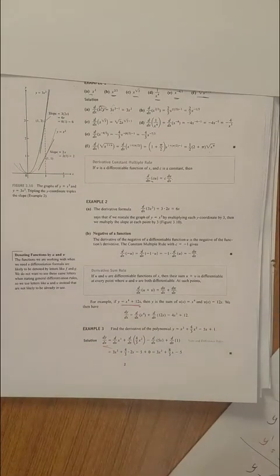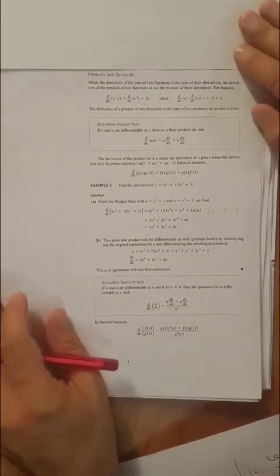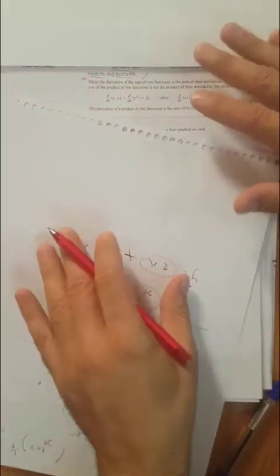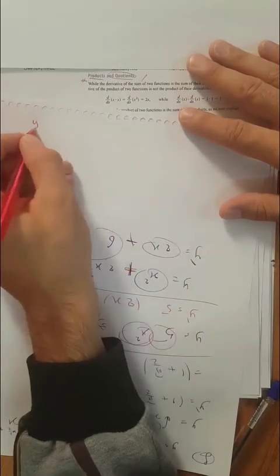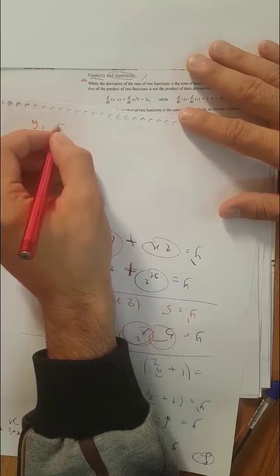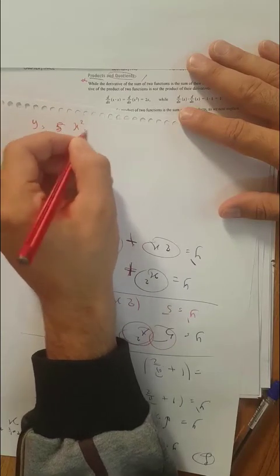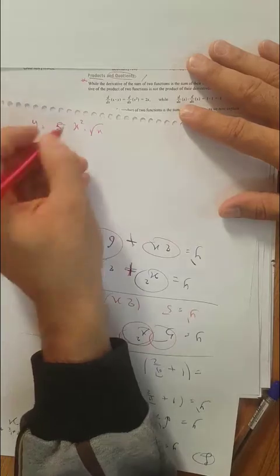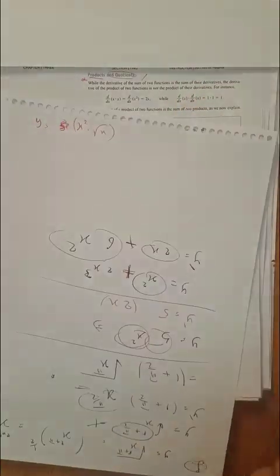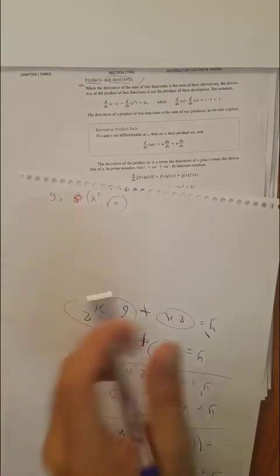Now for page number 3. Here, the page is going to talk about products and quotients. Product means multiplication, quotient means division. So in that case, you have, for example, y is equal to 5x squared multiplied by the square root of x. You can separate them, or you can do something else by this rule.